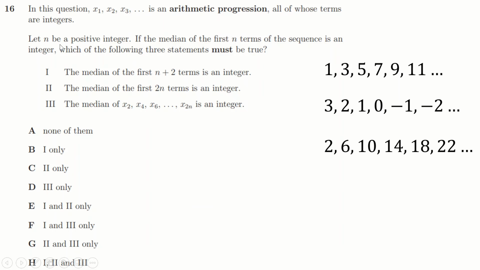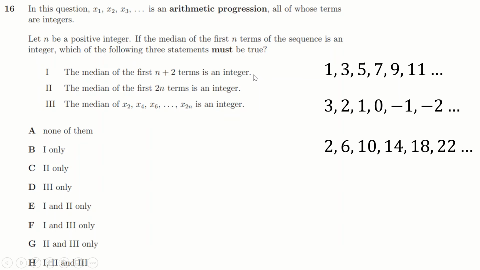Now, the median, let n be a positive integer. Let's just choose n to be 1 to start with. If the median of the first term is an integer, now it is, because these have to be integers, which of the following is true? Now, if I chose n to be 1, then n is 3, n plus 2 is 3. And the median is still, well, it's just in the middle of 3 integers, so it's just an integer, right? So that seems true. So I'm going to say that's fine.